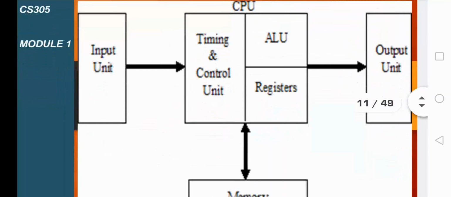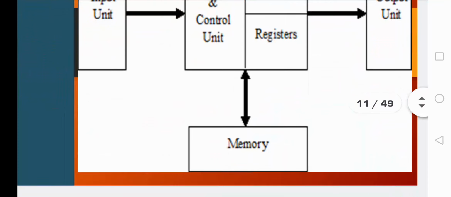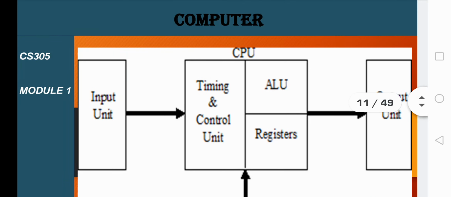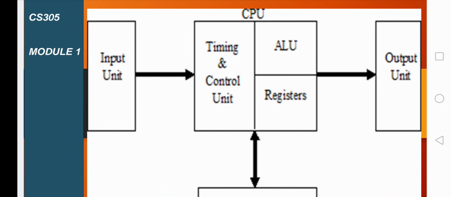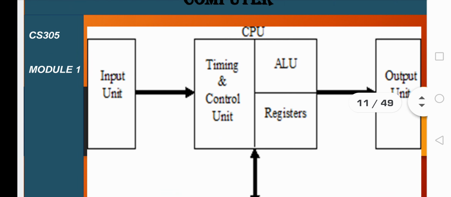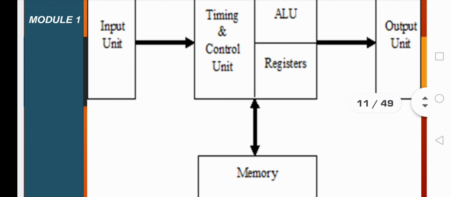Please have a simple view on this computer. This is the block diagram of a digital computer, and you are quite aware of this block diagram. You have a CPU, which is the brain of the computer, and this CPU is a microprocessor itself. On the left hand side you have the input unit, on the right hand side the output unit, and the memory in the bottom portion.